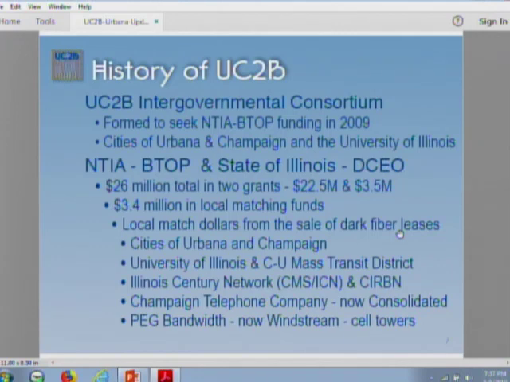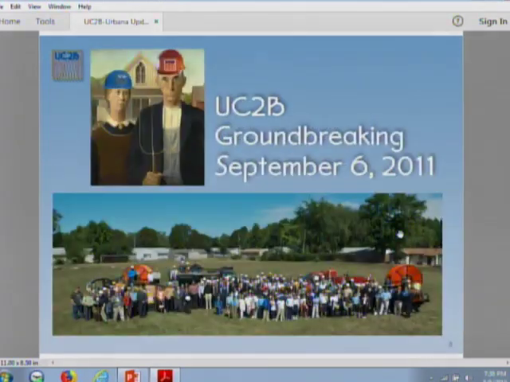We won two grants, one for $22 million from the federal government, one for $3.5 million from the state government, and we raised $3.4 million in local matching funds. Some of that was from the cities of Urbana and Champaign. Some of that was from the University of Illinois, the Mass Transit District, the Illinois Century Network, a regional network called Serban that's based out of Bloomington, Champaign Telephone Company, which is now Consolidated Communications. They were one of the contributors, and a company called PEG Bandwidth, which has now been owned by Windstream, that provides connectivity to cell towers. All those organizations prepaid for long-term leases of fiber, because they all had reasons to have fiber and they needed to connect various things to each other.